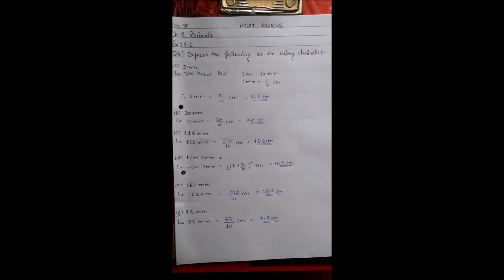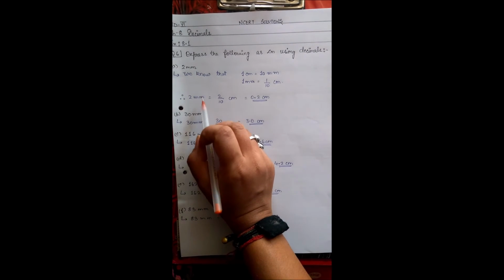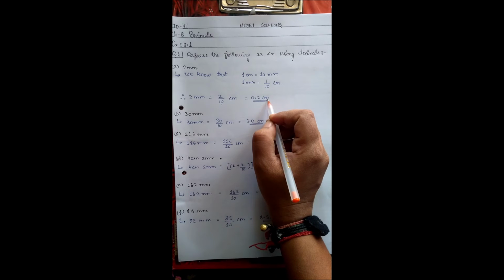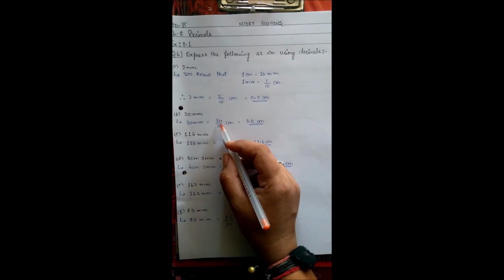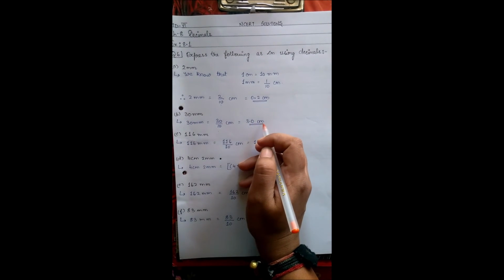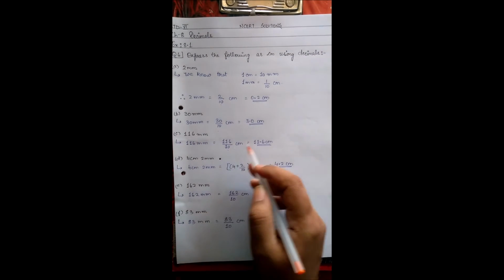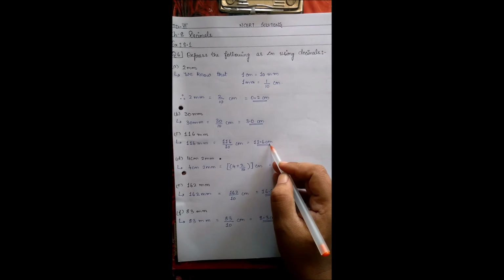Next question, question 6. Express the following as a centimeter using decimal. Now we know that 1 centimeter equals 10 millimeter and 1 millimeter equals 1 upon 10 centimeter. So 2 mm can be written as 2 upon 10, that is 0.2 centimeter. 30 mm can be written as 30 upon 10, that is 3 centimeter. 116 mm can be written as 116 upon 10, that is 11.6 centimeter.